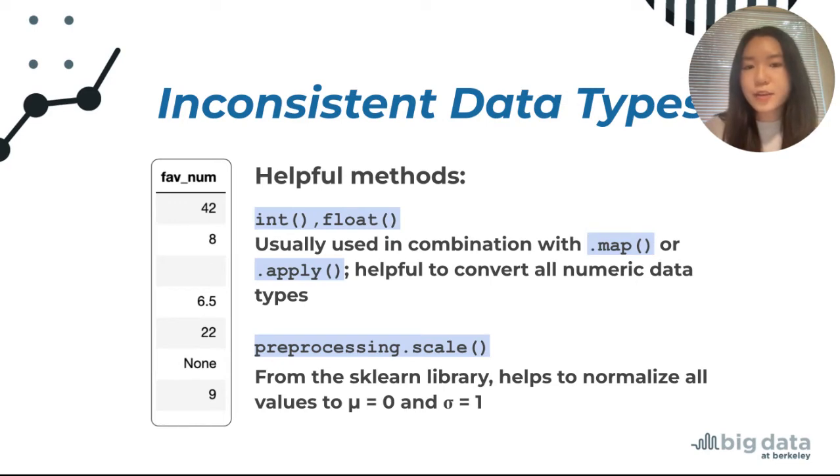And another inconsistent data type is numbers. Usually you can see that there are two types of numbers, like integers or floats. And it's a little bit messy when there's both. So you can use .map or .apply, and these would be helpful to convert these data types into one consistent data type. There's also this method called preprocessing.scale, which is from the sklearn library, and it helps to normalize values.